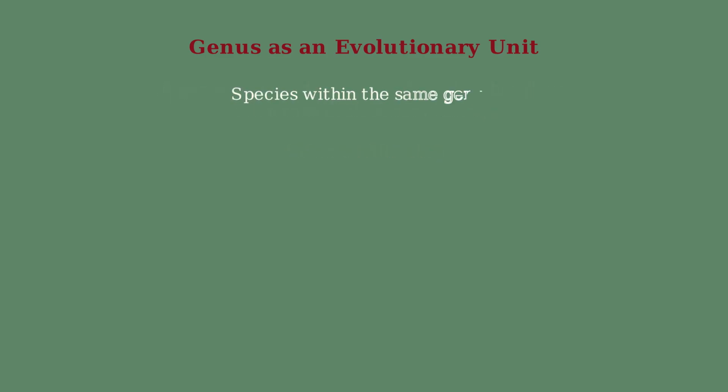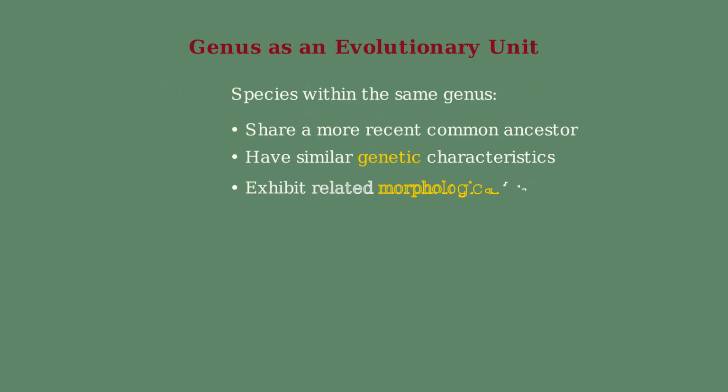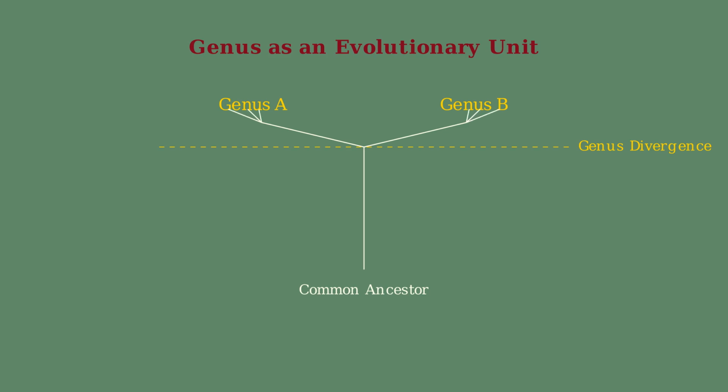Species within the same genus share a more recent common ancestor with each other than with species in other genera. They typically have similar genetic characteristics and exhibit related morphological traits. This simplified phylogenetic tree illustrates how a genus represents an evolutionary unit. All species trace back to a common ancestor. At this point in evolutionary history, a divergence occurred, resulting in two distinct lineages that would eventually become separate genera.